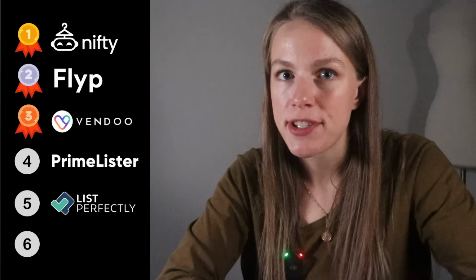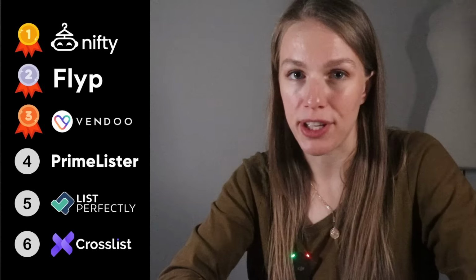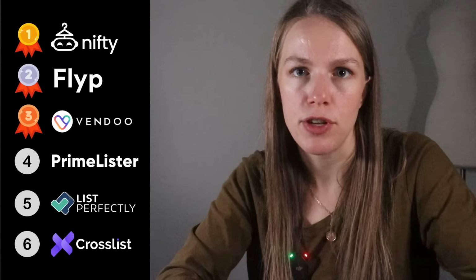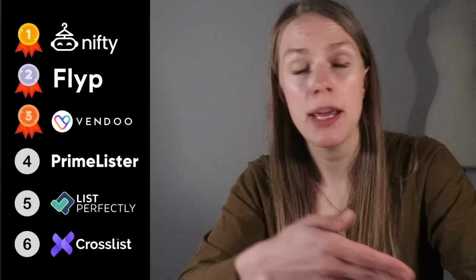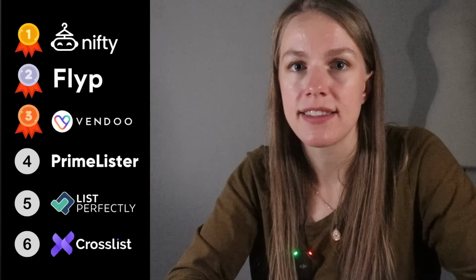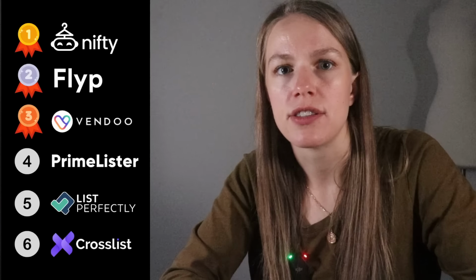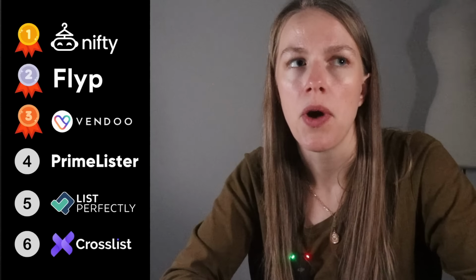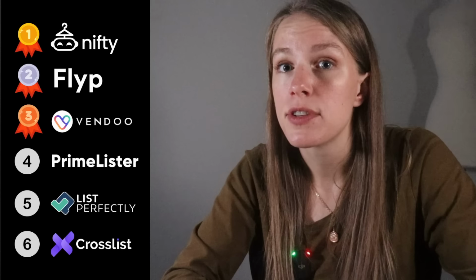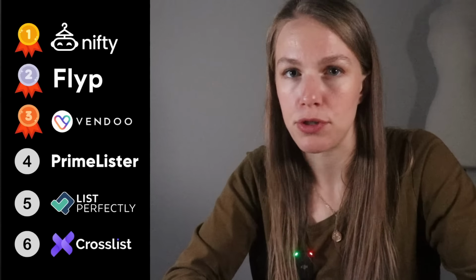Last place for me, number 6, Crosslist.com. I do feel like the concept for this software is really cool, but for me, the execution kind of falls flat, especially when you try to cross-list from Poshmark to eBay, for example, and it's not cheap like Flyp is. It's still $35 a month with AI, and you need another automation software on top of that as well. So I just feel like there are better options, but I could see some certain resellers really loving this option. It just wouldn't be my go-to recommendation.